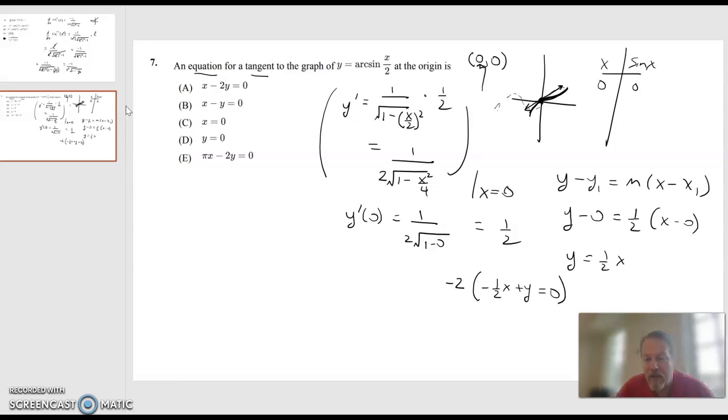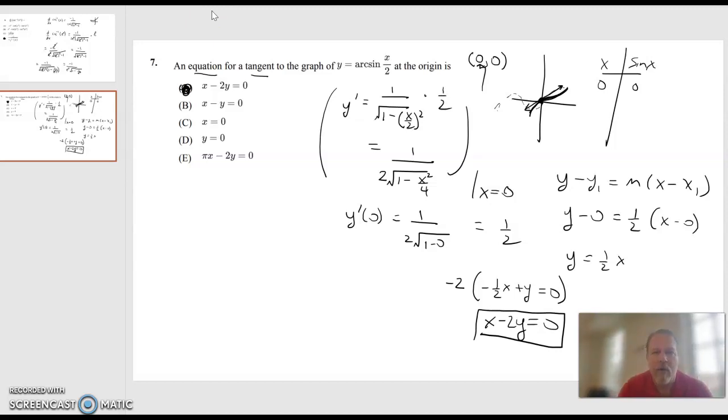Negative 2 times negative 1/2 x is a positive x. Negative 2 times positive y is negative 2y, and negative 2 times 0 is still 0. That's the standard form for the equation of this line. x minus 2y equals 0. Choice A.